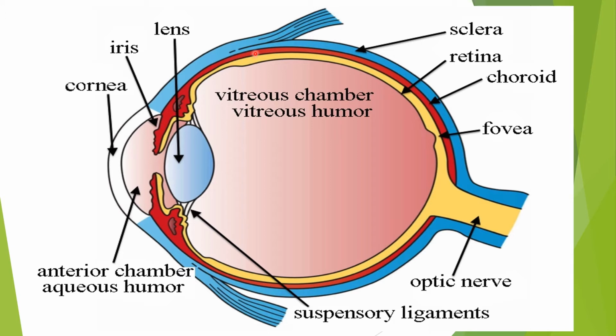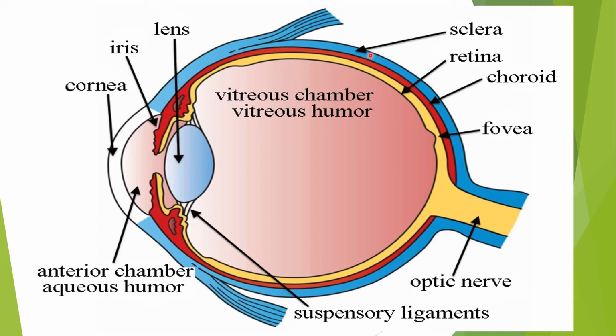Now the sclera covers the entire surface of the eyeball excepting the front bulging portion of the eye. It's denoted by the blue layer as you can see in the diagram. The basic function of the sclera is to protect the inner delicate parts of the eyeball and to maintain the shape of the eyeball.